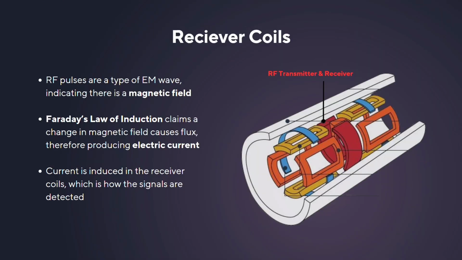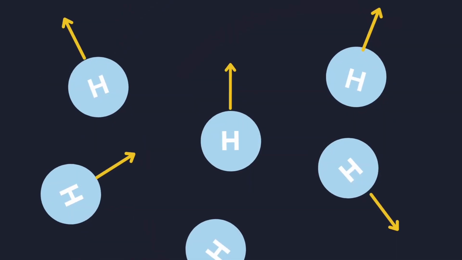The RF pulses emitted by realigning the protons are the electromagnetic signals. They contain oscillating magnetic fields and therefore produce magnetic flux, according to Faraday's law of induction. As you may remember, this law says that a changing magnetic field induces an electric current. This current is induced in the receiver coils, which is how the signals from the realigning protons are detected and used to create an image.